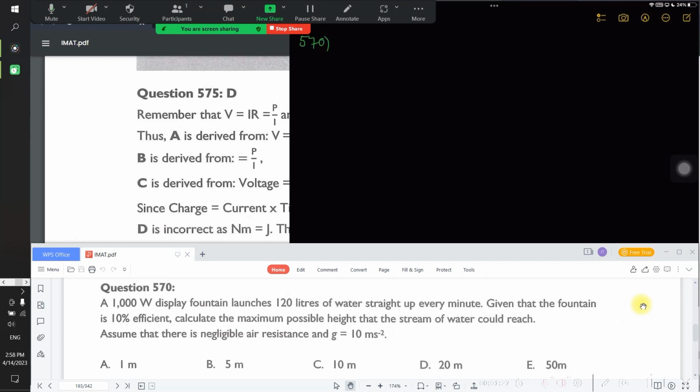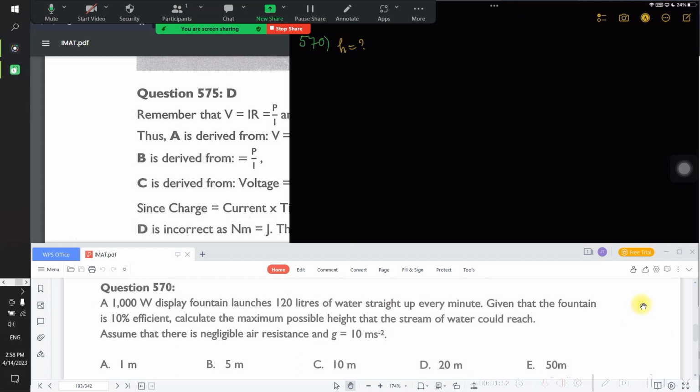So basically, let's start with this one. Okay, yellow. So what we have here, you have to find the maximum possible height that the stream of water could reach. So you have to find H equal to something, isn't it? But then you are given what? You are given power, 1000 watts.